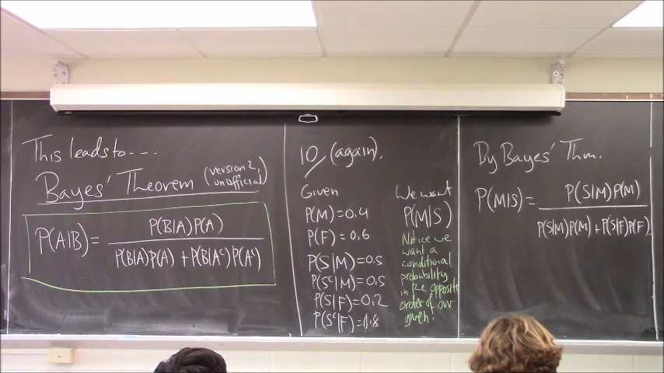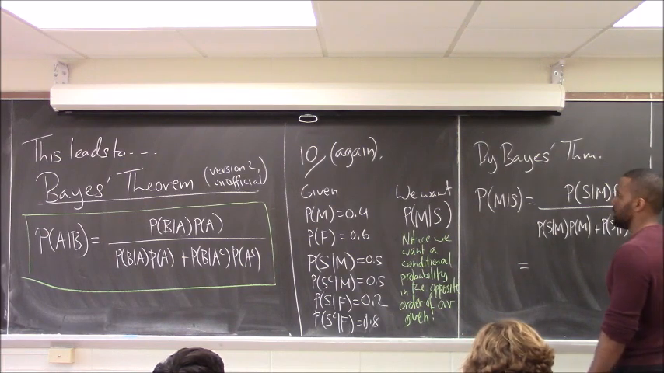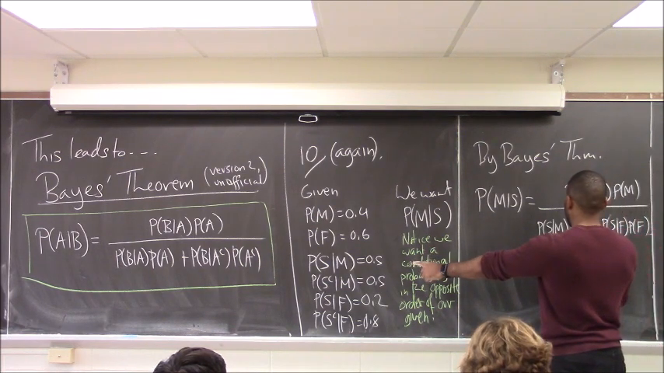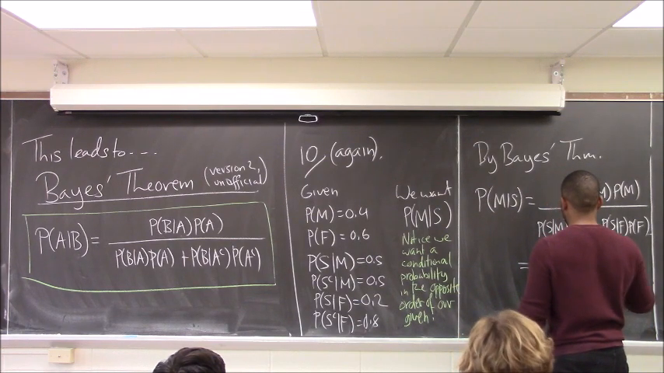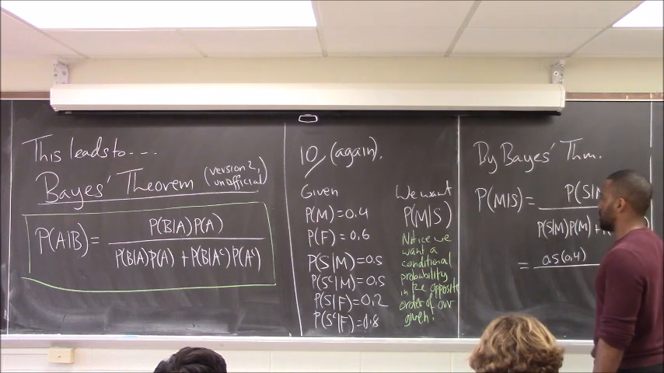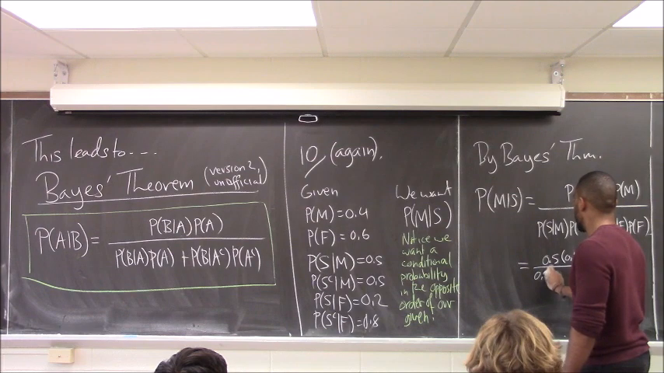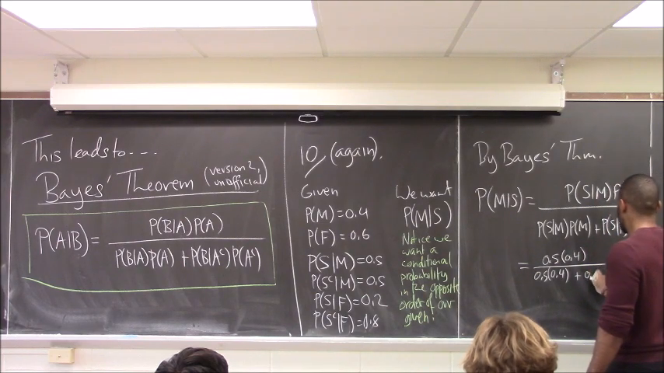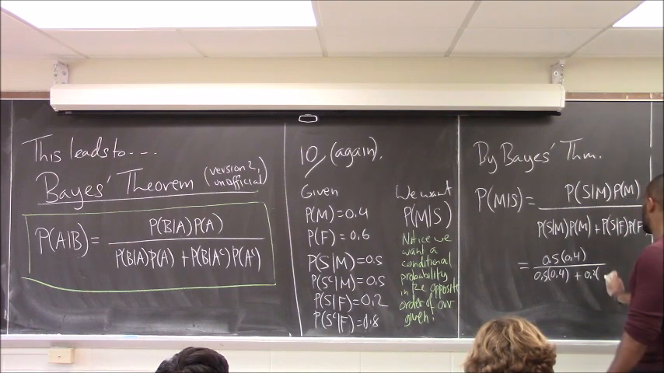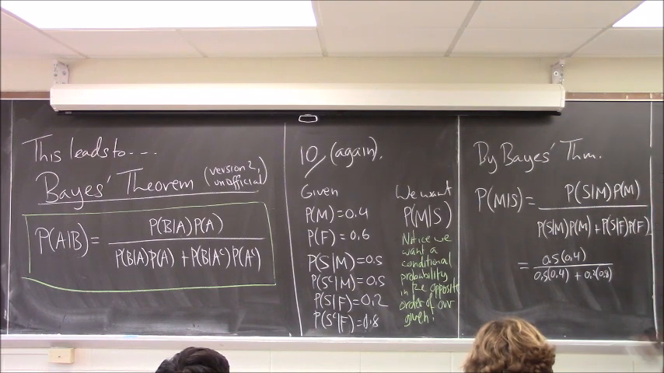Yep, and so now we can plug in this stuff. So the probability of S given M, this was 0.5. Probability of being a male was 0.4, over the probability of S given M, 0.5, times the probability of being a male, 0.4, plus the probability of S given F, which was 0.2, times the probability of F, which was 0.6.